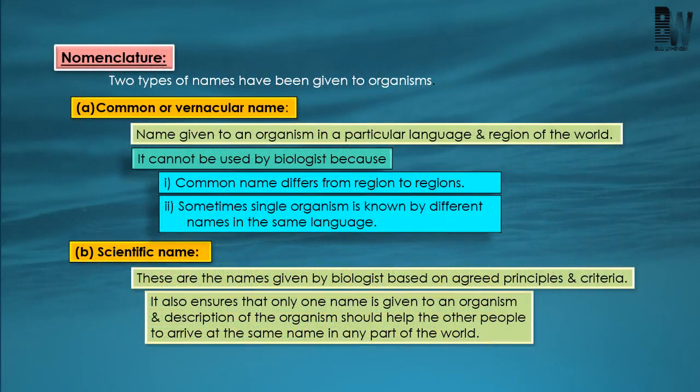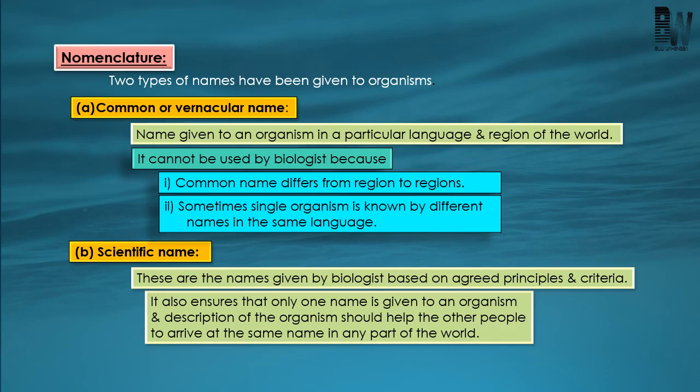Now come to nomenclature. Nomenclature is the process of naming an organism, and every organism has two types of name. One is the common or vernacular name, and the other one is the scientific or biological name. So come to the common name. It is a name given to an organism in a particular language, but this common name cannot be used for communication by biologists. This is because the common name usually differs from one region to another, and sometimes a single organism is also known by different names in the same language or in the same region. Because of this, common names cannot be used for communication by biologists.